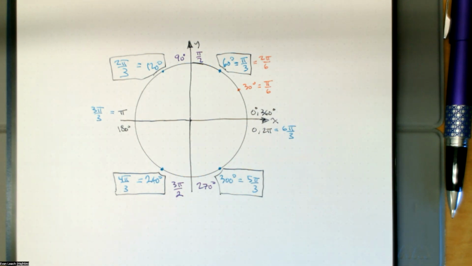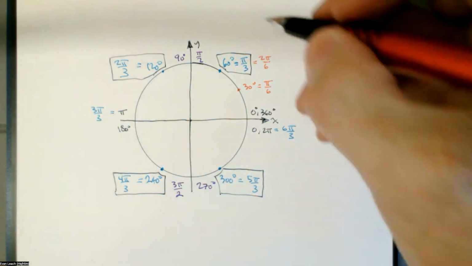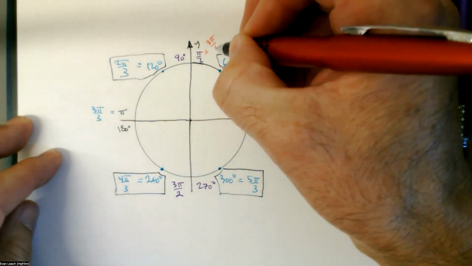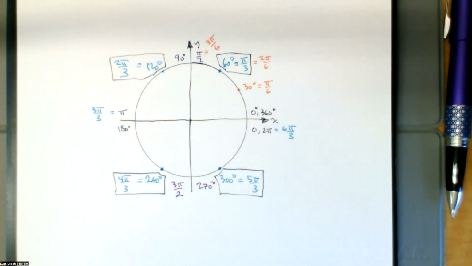3 30s is 90 degrees. Pi over 2 is the same as 3 pi over 6. We got a better name for 3 pi over 6. We call it pi over 2. That's 90. We got that one covered. The only one we need so far, 30 degrees is pi over 6.